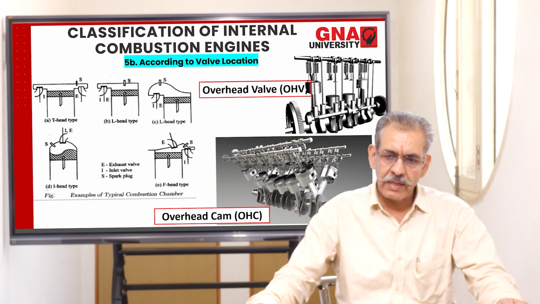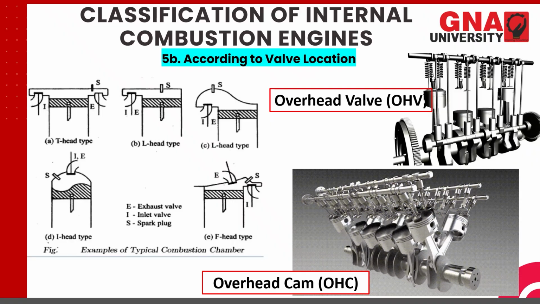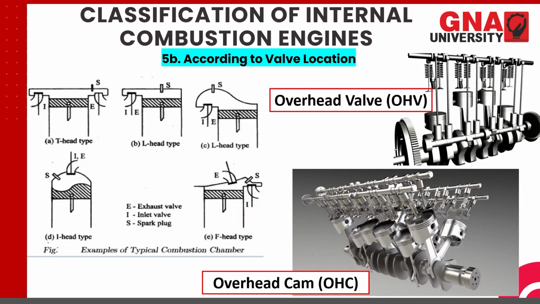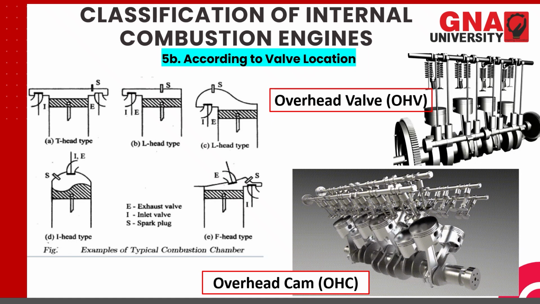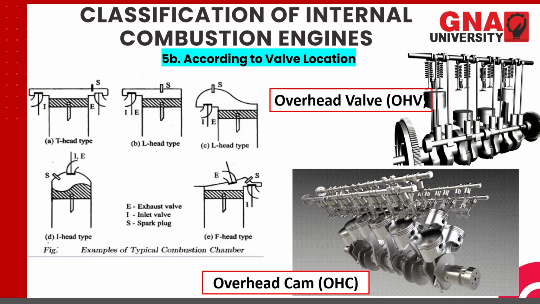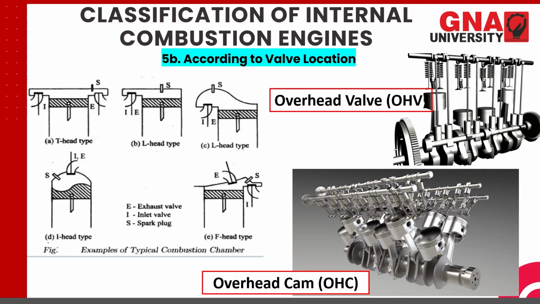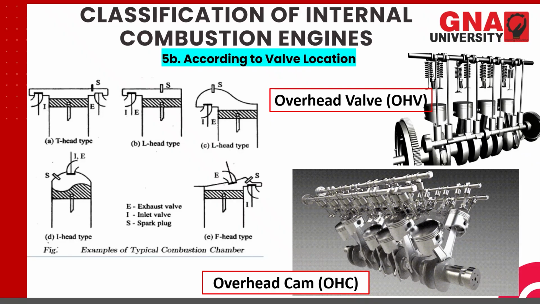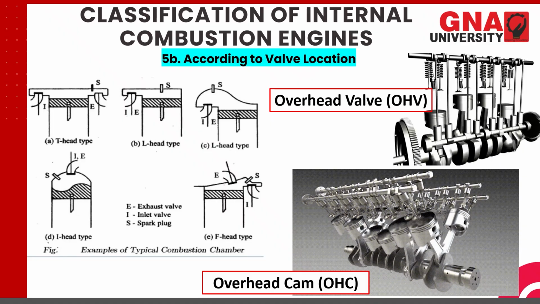The next type of classification is according to valve location. According to valve location, the combustion chamber, that is the cylinder arrangement, is such that both the inlet and the exhaust valves are on the two sides of the cylinder. Hence the name T-head. So this is the T-head type, wherein one valve is on the inlet side and the other valve on the exhaust side.